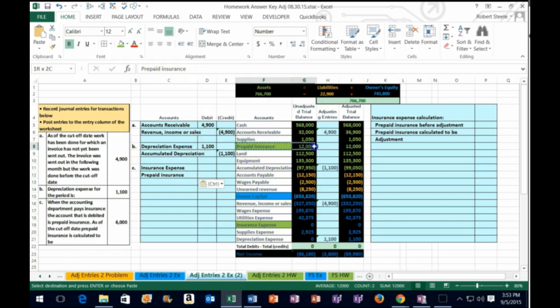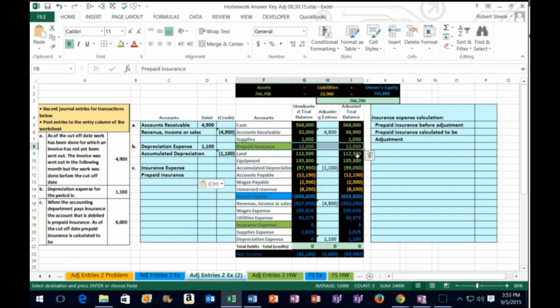So what is prepaid insurance? How did it get there? When we pay for insurance, by definition, we're getting something for in the future. So we can't pay for insurance after an accident happens if we're paying for car insurance or something like that, because that's not how insurance works most of the time. Might work that way now for health insurance, but for car insurance, you generally have to pay before the accident.